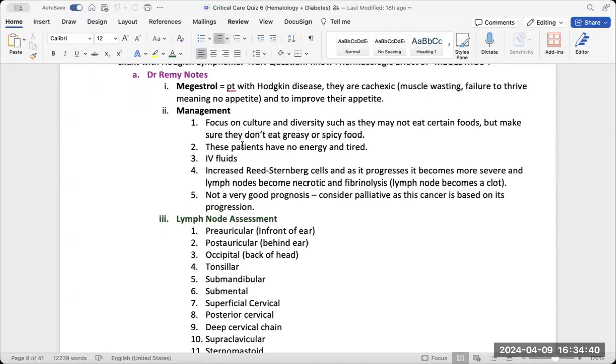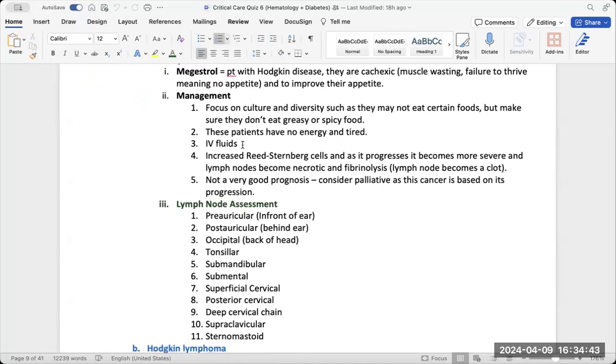Management, according to Dr. Remy, she was saying, when we want to give them foods, we should focus on their culture, in terms of they should be eating culturally appropriate foods or foods that they want to eat, but making sure that it also fits into the guidelines, such as not too greasy or not too spicy. Being mindful that these patients aren't going to have as much energy, they're going to be really tired, and that they need lots of IV fluids. They're also going to have increased Reed-Sternberg cells, because that's the difference between Hodgkin lymphoma and non-Hodgkin lymphoma. One of them being that Hodgkin has Reed-Sternberg cells while the other one doesn't.